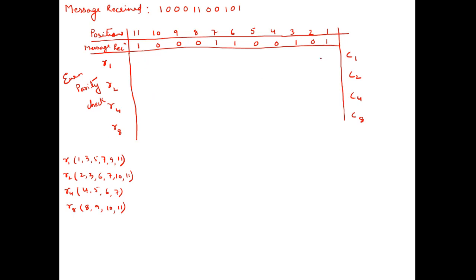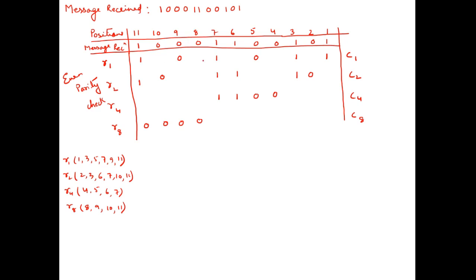That is 1, 3, 5, 7, 9, 11. I copied this. Then 2, 3, 6, 7, 10, 11. So 10 and 11. And thereafter R4, that is 4, 5, 6, 7. And finally I have R8, the 8, 9, 10, 11. So that is my 8, 9, 10 and 11.